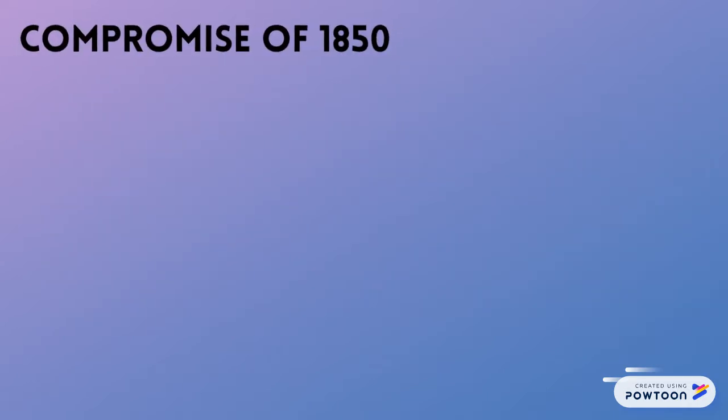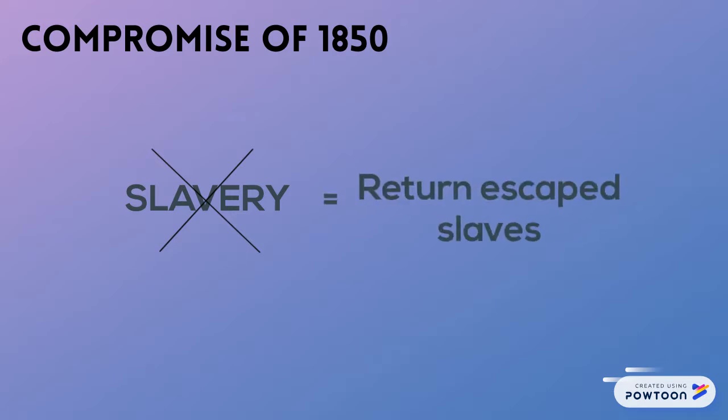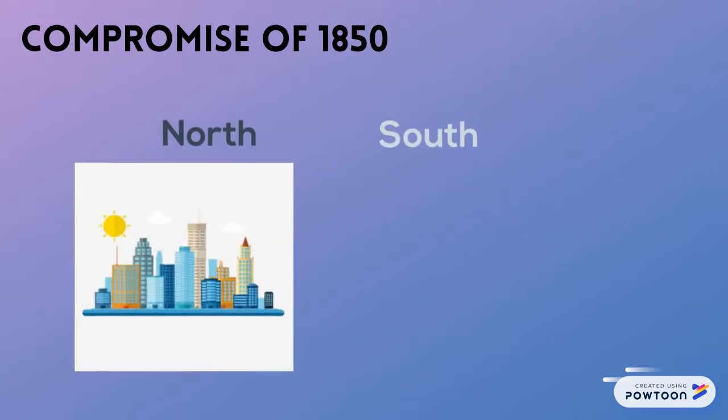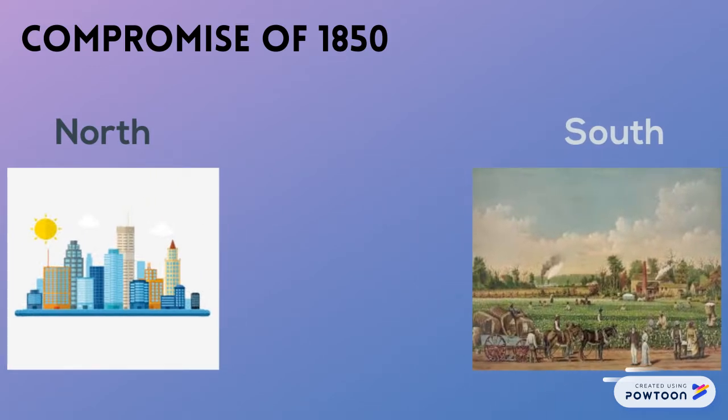Fourthly, we have the Compromise of 1850. It prevented further territorial expansions of slavery, but compelled the Northerners to seize and return escaped slaves to the South. It partially eased the tension between the two sides, but in some ways even reinforced the structural disparity that divided the United States.